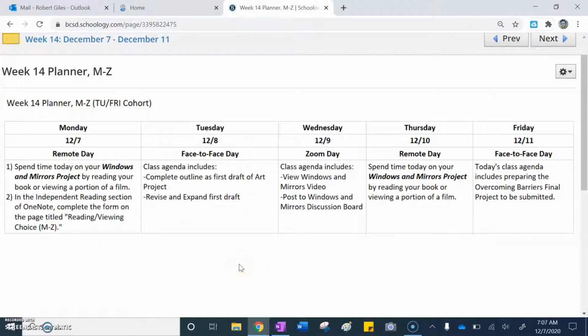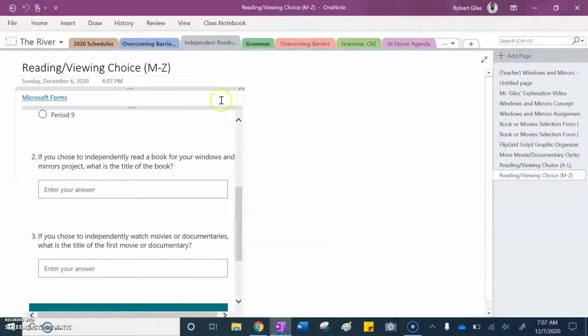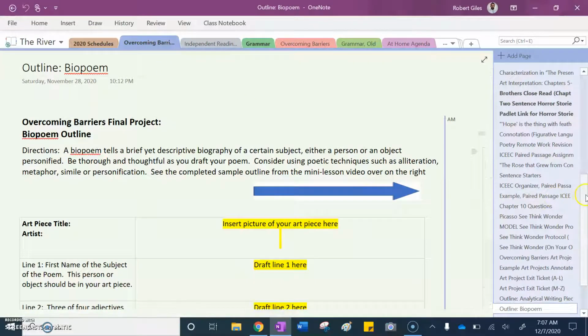Tuesday, when I'm not here, you're going to have a sub. These two things, try to keep it fairly straightforward. That outline that you started last week, finish it. If you've already finished it, awesome, you're right on to revising and expanding it. How you do that is in OneNote, Overcoming Barriers tab.